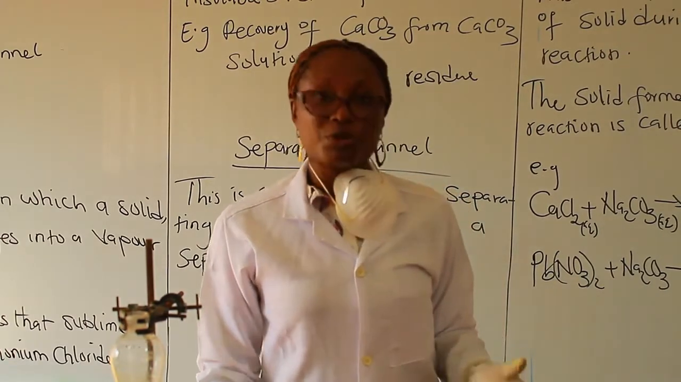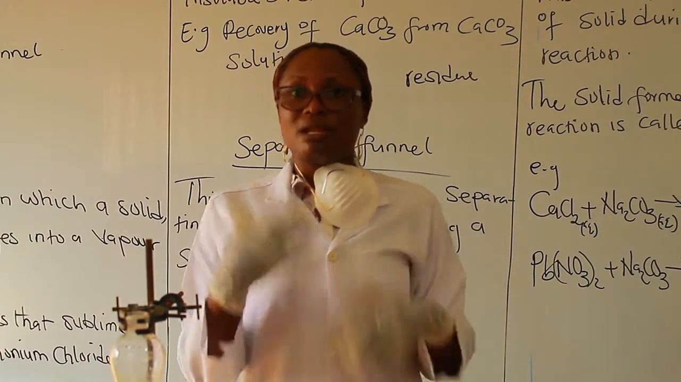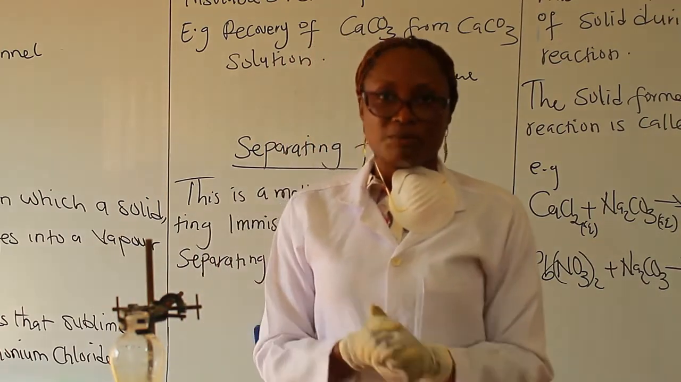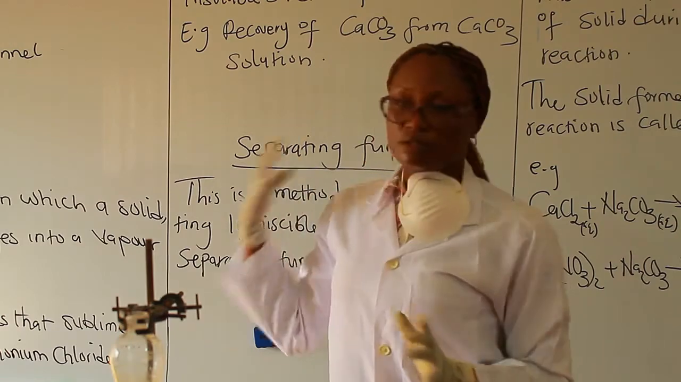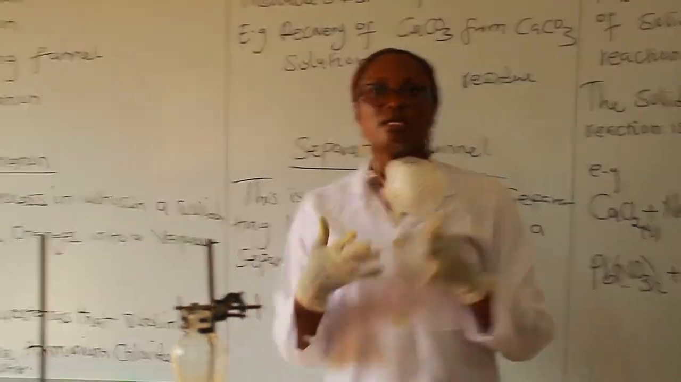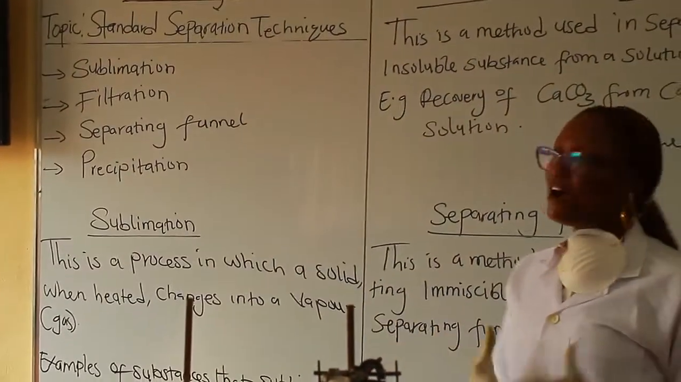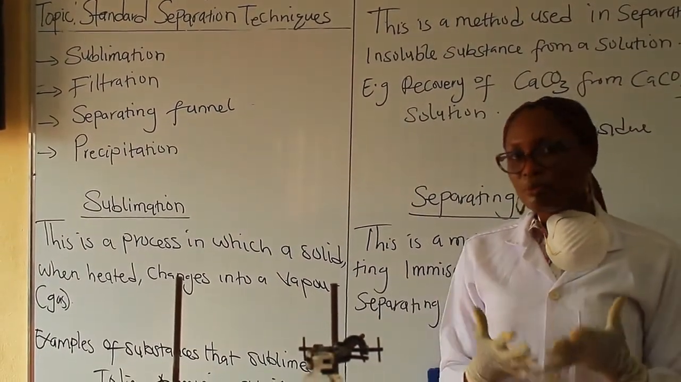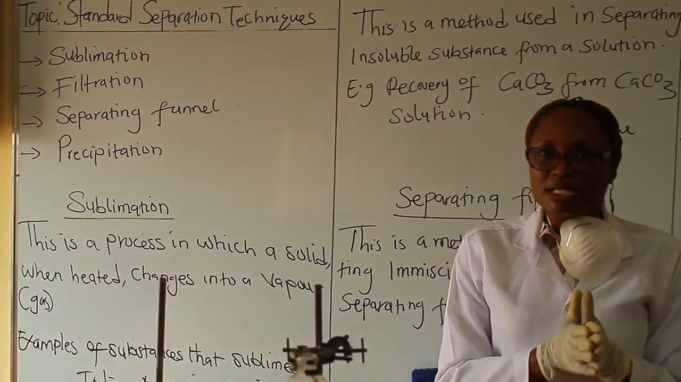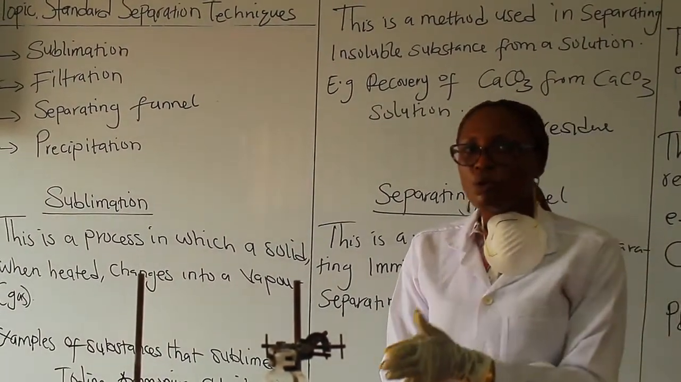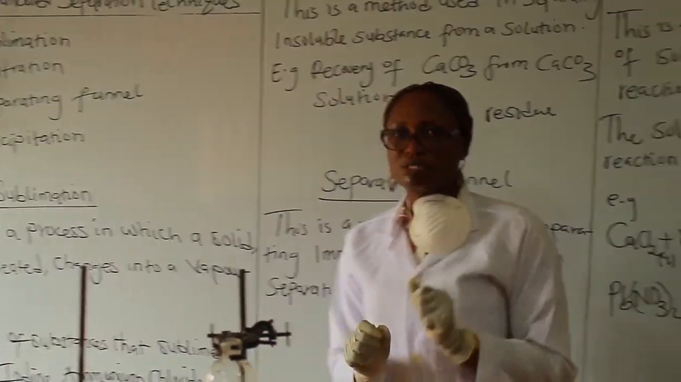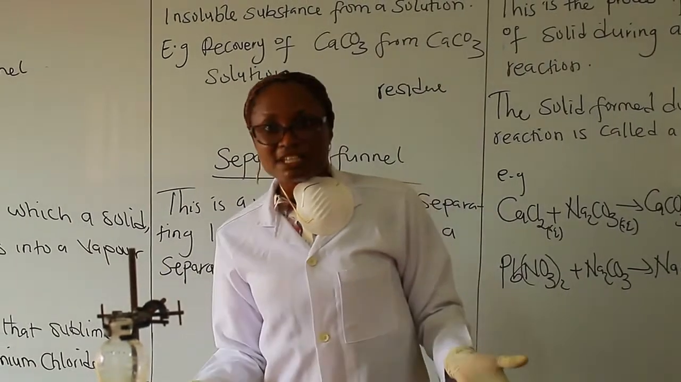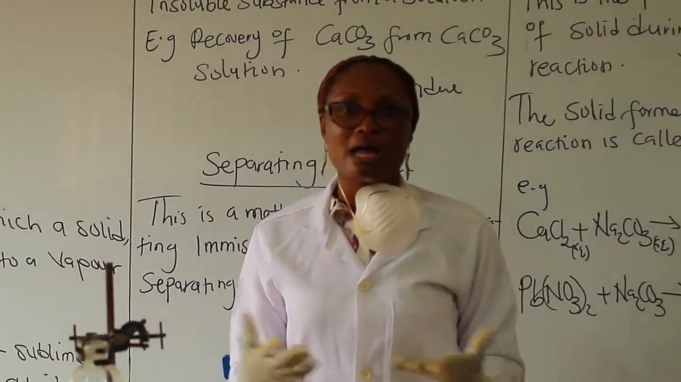Alright, so this has brought us to the end of today's lesson. But let me just do a recap. We looked at 4 different separation techniques, alright? We have sublimation, filtration, separating funnel, and then we have precipitation. When we looked at sublimation, remember it is a process whereby when a solid is heated, it changes directly to what? A gas. Okay, beautiful. And we gave examples: sodium chloride, camphor in the house, air freshener, and iodine. We also saw how iodine sublimes.